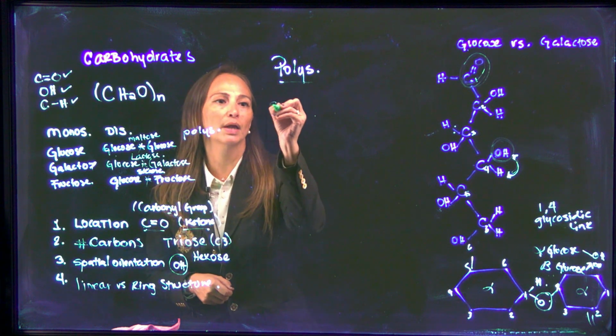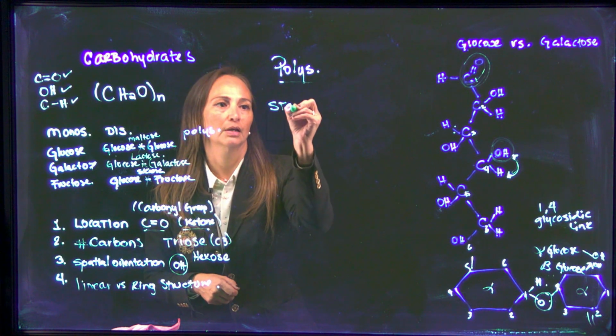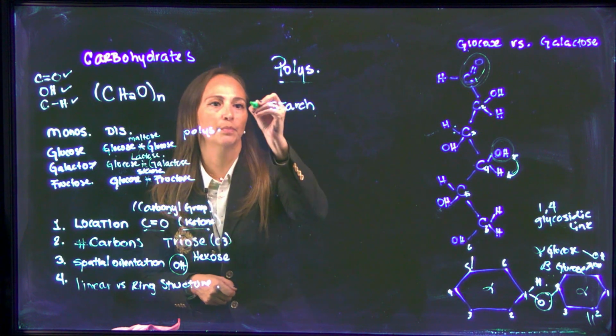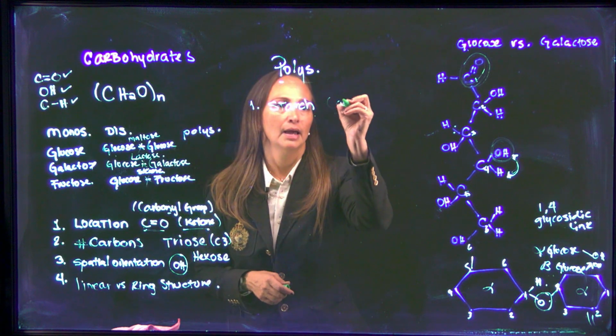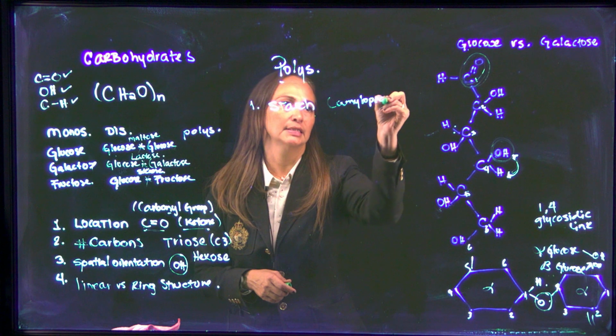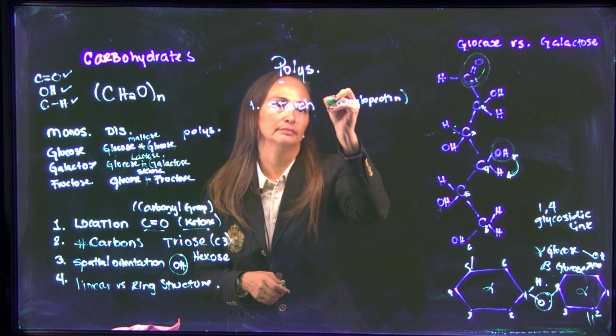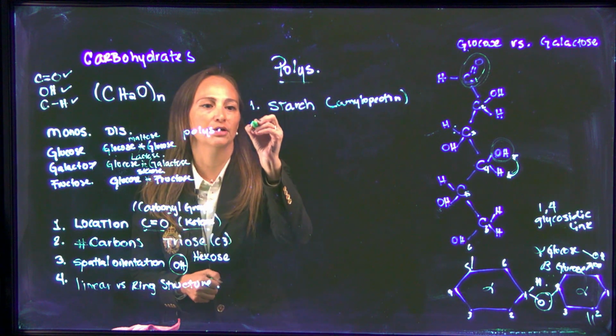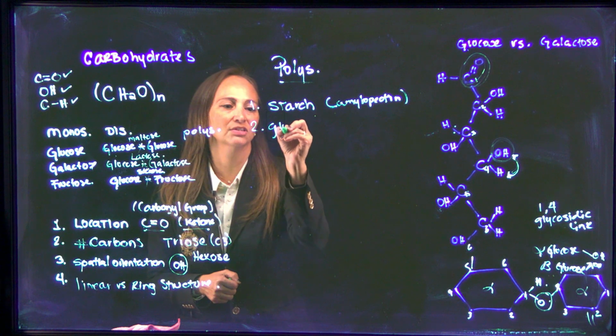So number one, we have starch. One example of starch is going to be amylopectin. Amylopectin. And I'm going to put right here glycogen in the bottom because they're actually very similar.